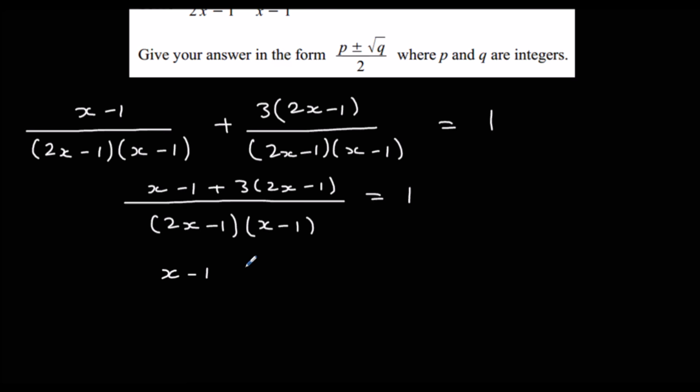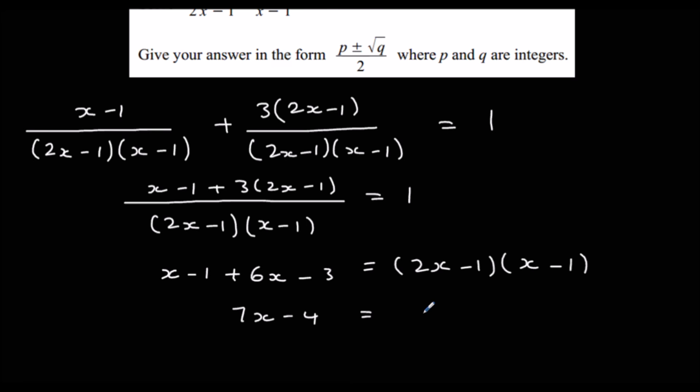So I've got x minus 1. I'll expand the bracket now as well. 3 times 2x is 6x. 3 times negative 1 is negative 3. And that equals (2x minus 1)(x minus 1). So on the left, I've got 7x minus 4.